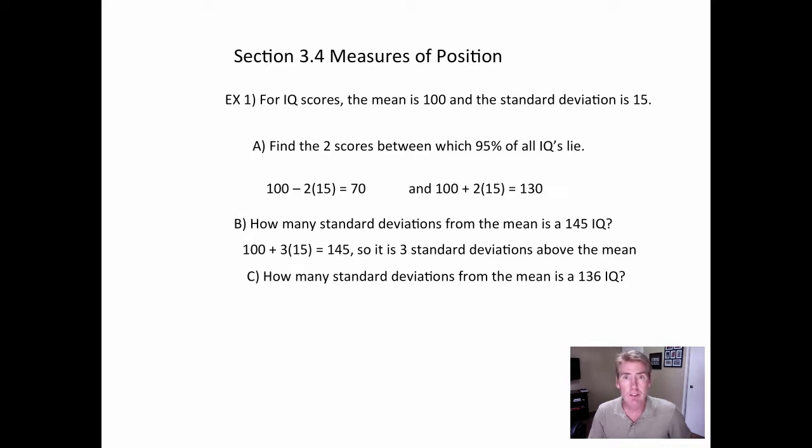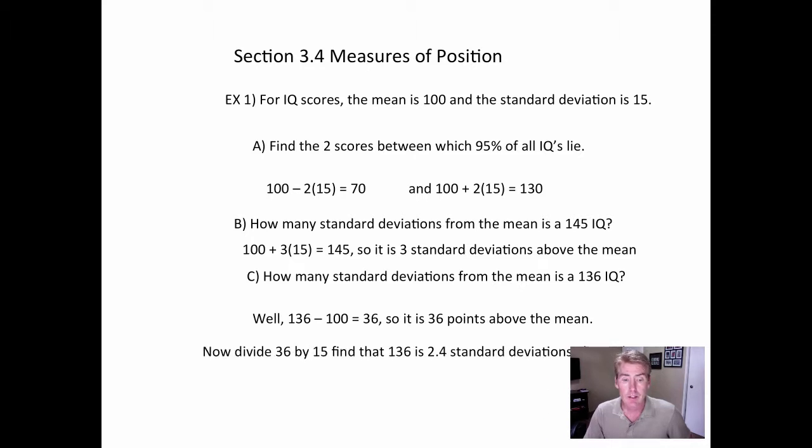But how do we find out what that decimal is? Well, first of all, find the difference. In other words, 136 is 36 points above average. Then, if you divide by the 15, that will tell you how many 15s you have to use. You would have to use 2.4 15s in order to get to 136. So you'd add one, add another one, and then add 0.4 of a 15. So 2.4 standard deviations above the mean.